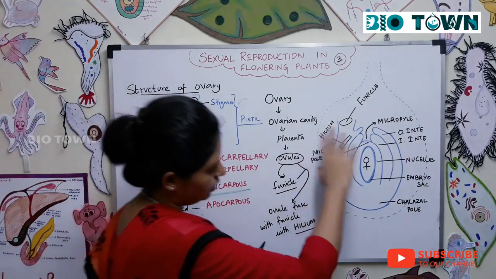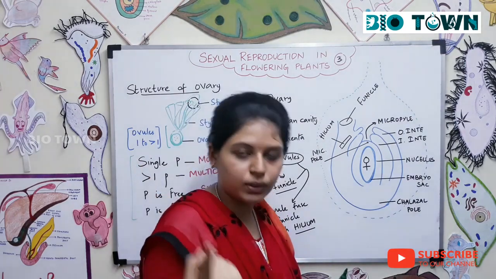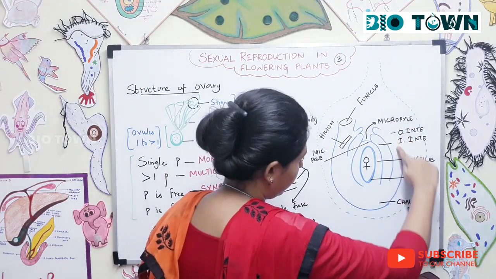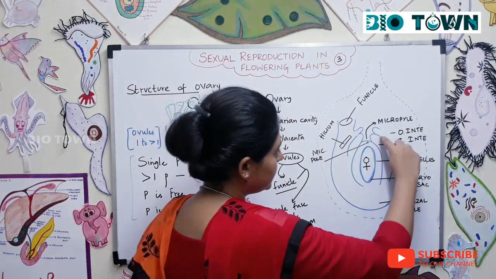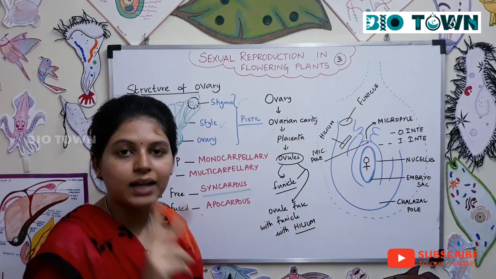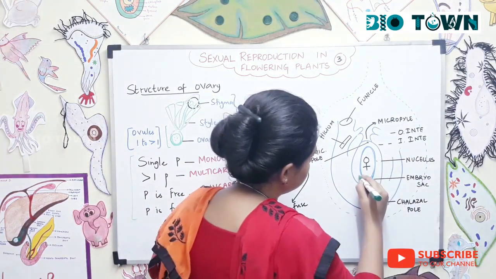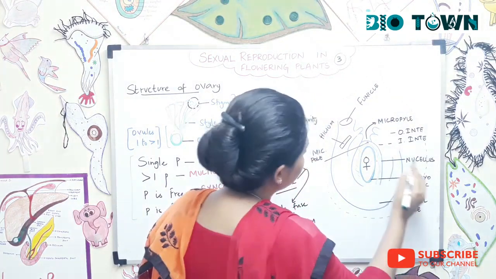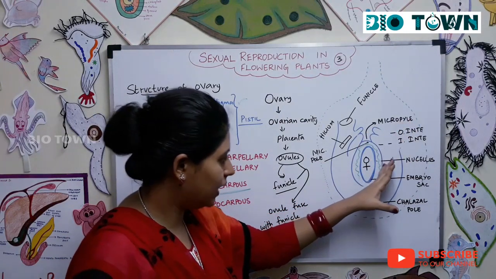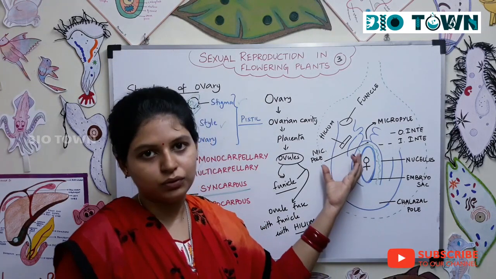Alright, now when you talk about the structure of an ovule, it has two layers. One is the outer layer, the other is the inner layer. The outer layer you call the outer integument, this part, and the inner layer is the inner integument, this part. Now these two parts are attached to a group of cells called nucellar cells, and you call it the nucellus. Inside the outer integument, inner integument and nucellus, there lies an embryo sac. This is exactly the female gametophyte, right?